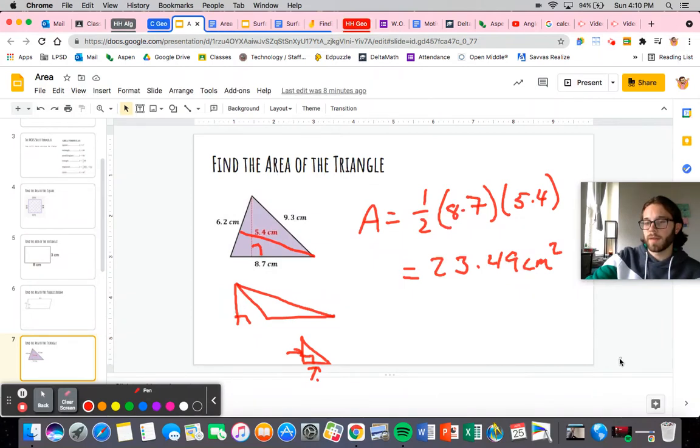Now you do need to be careful. It is very easy to forget about the 1/2. Do your best not to forget about the 1/2, because that is a very easy and common thing for people to trip up on.